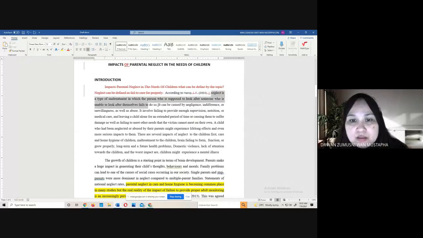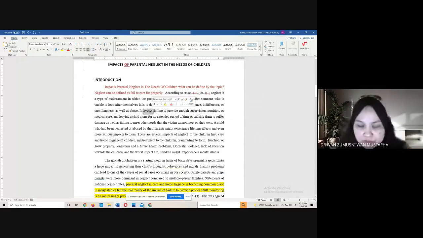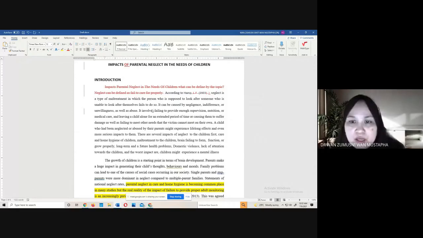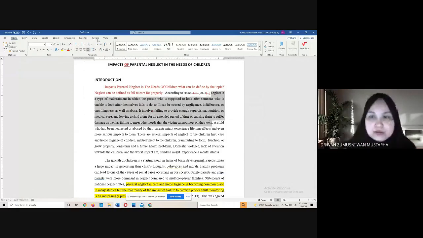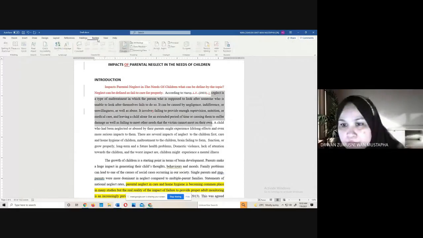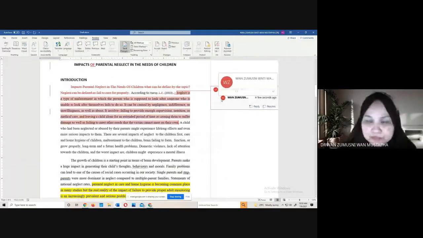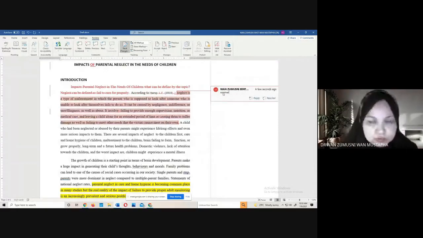"It can also be caused by negligence, indifference, and unwillingness, as well as abuse. It involves failing to provide enough supervision." I think you can summarize this part. So this is the definition of neglect. Summarize it in one or two sentences only, maximum two.